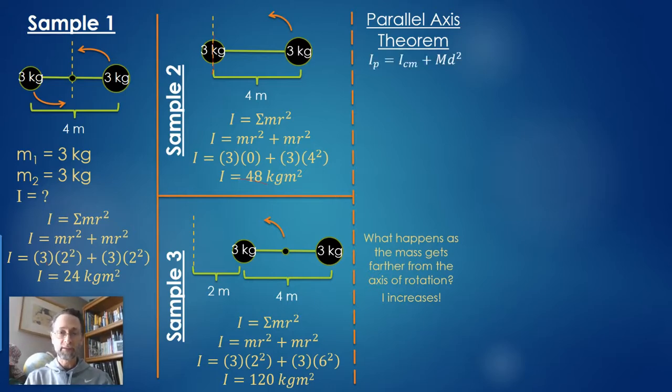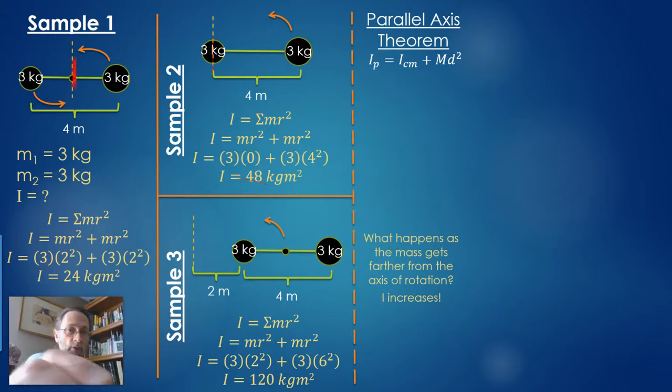So in the parallel axis theorem, the moment of inertia of that system is equal to the moment of inertia of the center of mass plus the shift in the axis. So if you think through from this first sample, the center of mass of this system, since it's 3 and 3, is going to be smack in the middle where this is rotating around.